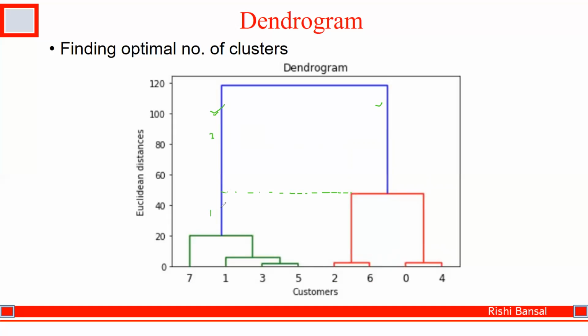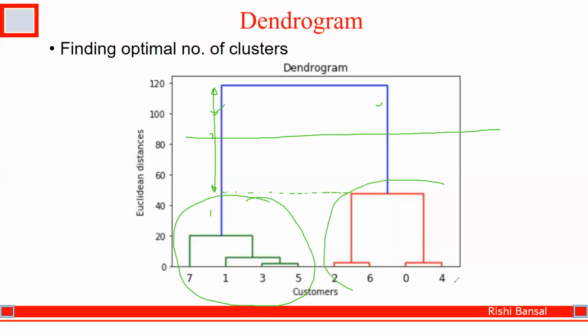Okay, now with the drawing, you can see that the second part is the longest part. This part is the longest part in this whole graph which is not crossing any horizontal line. So you will cut the cluster from here. Means we got only two clusters. This is one and this is second. This part is clear?